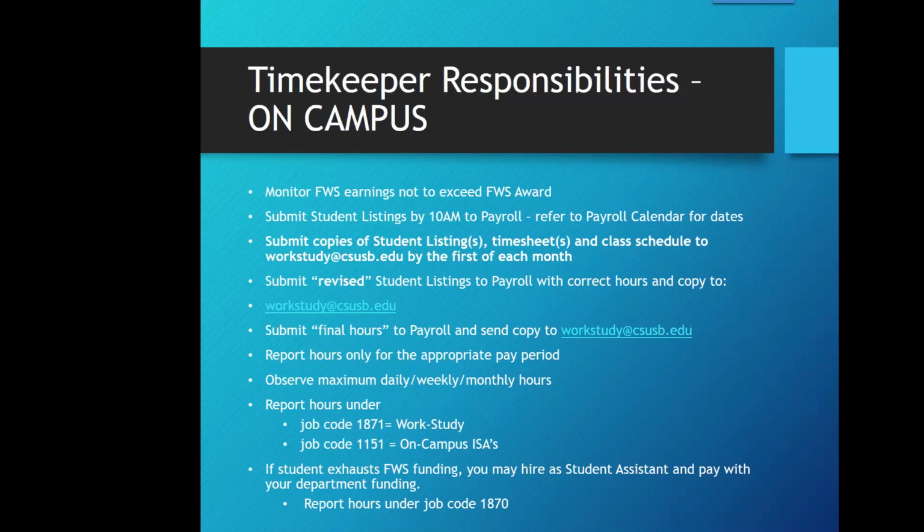Make sure you're observing the maximum daily, weekly, and monthly hours. Daily, they cannot exceed more than 8 hours. Weekly, not more than 20. And monthly hours are posted on the payroll calendar.